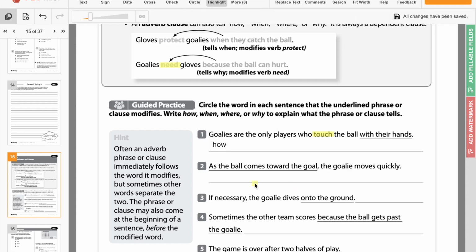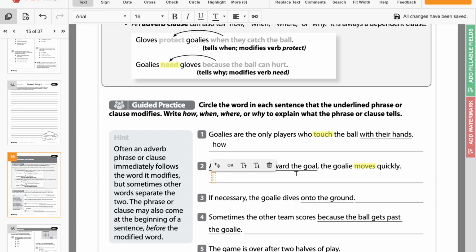As the ball comes towards the goal, the goalie moves quickly. So here, an easy way to figure out what word it's modifying is to start asking yourselves these questions. Just like we did up here, how did they touch the ball? With their hands. If we said, how does the goalie move? As the ball comes toward the goal. That doesn't make sense, right? When does the goalie move? As the ball comes toward the goal. That makes sense, right? So our word here is moves, because it's the verb that we're talking about. So now we know that it is when the goalie moves.